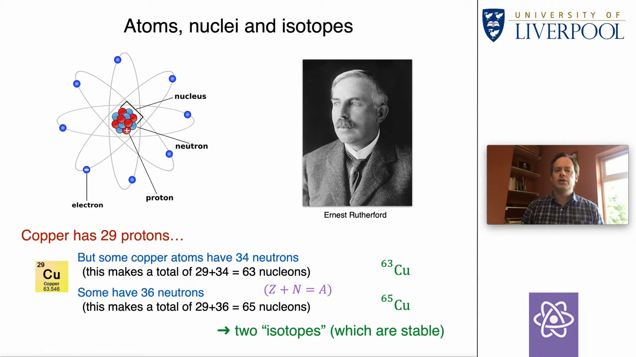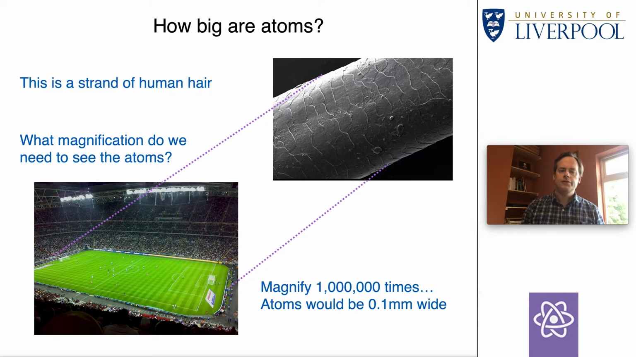The picture you see at the top left is an illustration of our current understanding due to the work of Rutherford. We have the protons and neutrons densely packed at the centre, called the nucleus, which is positively charged, and the electrons orbiting around. So firstly, how big is an atom?